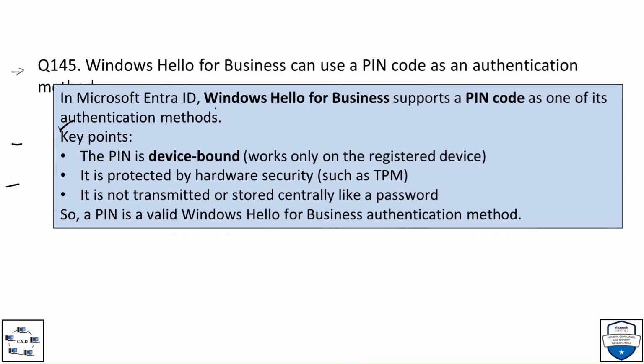In Microsoft Entra ID, Windows Hello for Business supports a PIN code as one of its authentication methods. So the key points are the PIN is device based. It means it works only on the registered device. It is protected by hardware security such as TPM, that is Trusted Platform Module. It is not transmitted or stored centrally like a password, so it is stored on that device itself. So a PIN is a valid Windows Hello for Business authentication method.